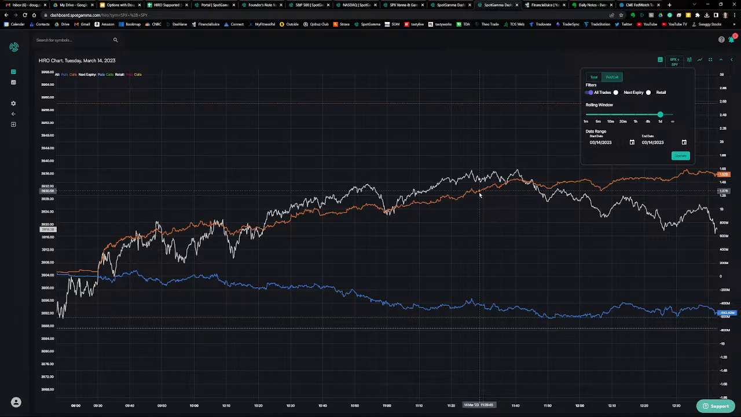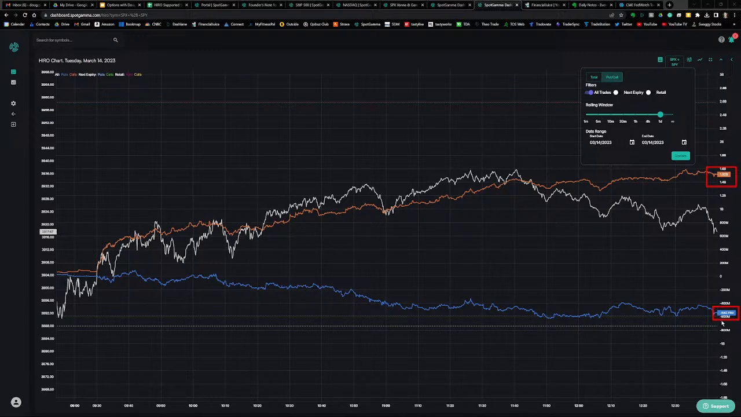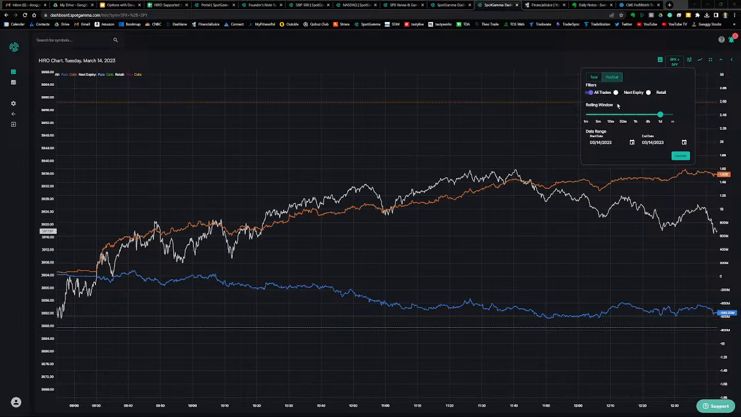Note the number here, this notional value for calls at 1.5 billion versus about 500 million for puts. So traders were buying calls and puts, but the calls were dominating about 3-to-1 over puts, and that was helping to drive price higher. Another thing we can take a look at is this. Remember these numbers, 1.5 billion and 544 million.